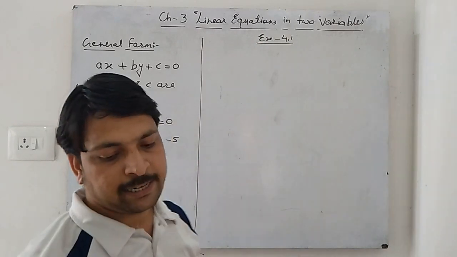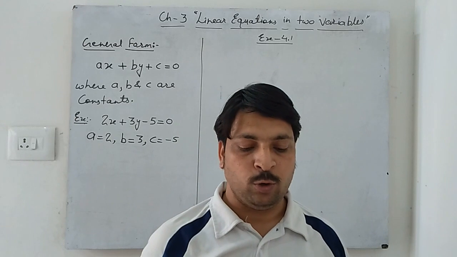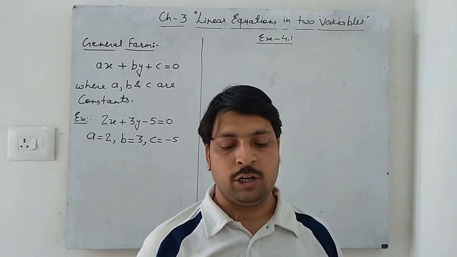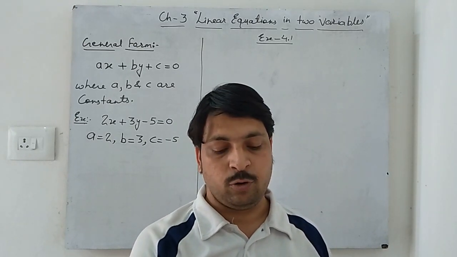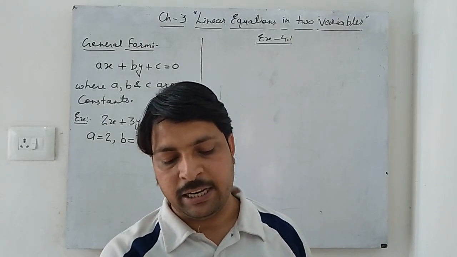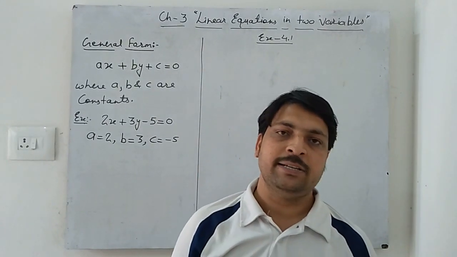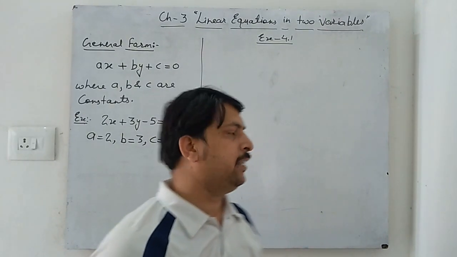Now we are starting our exercise, exercise 4.1. Listen, the first question. The cost of a notebook is twice the cost of a pen. Write a linear equation in two variables to represent this statement. We have to form the linear equation.